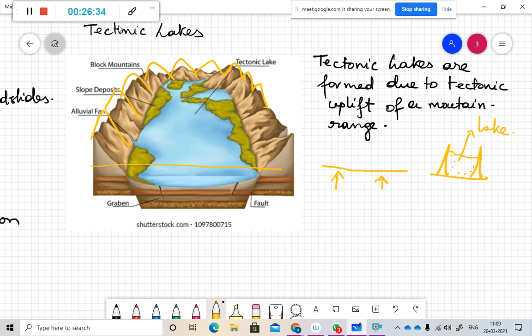An example is the Great Lakes of North America. They were formed from tectonic action.